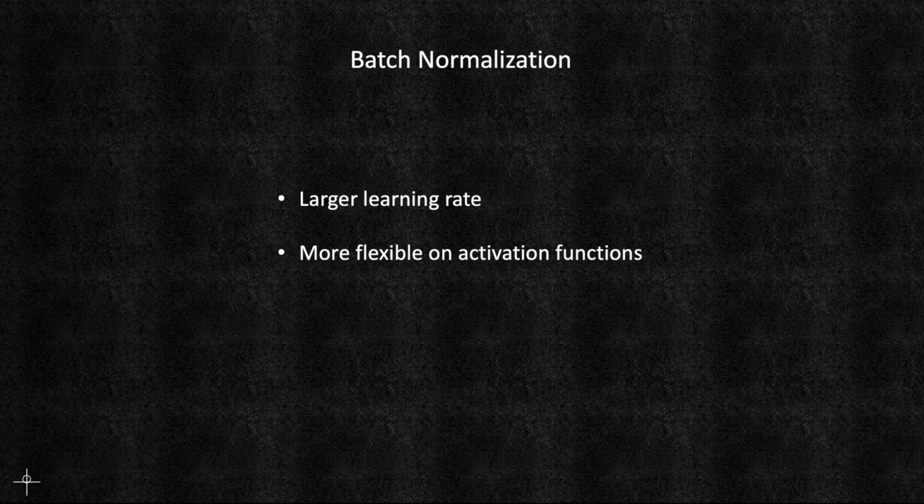There are several benefits of batch normalization mentioned in the paper. First, we can use a larger learning rate without the risk of divergence. Second, batch normalization allows us to use activation functions like a sigmoid function. It prevents the network from getting stuck in a saturated mode.